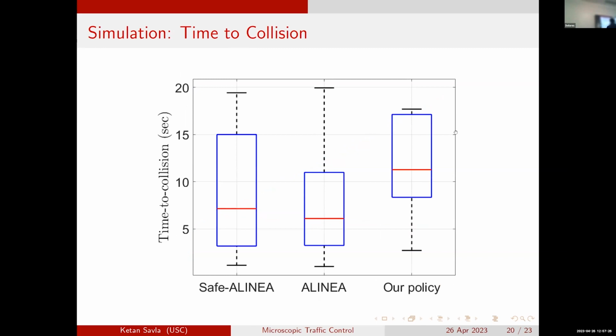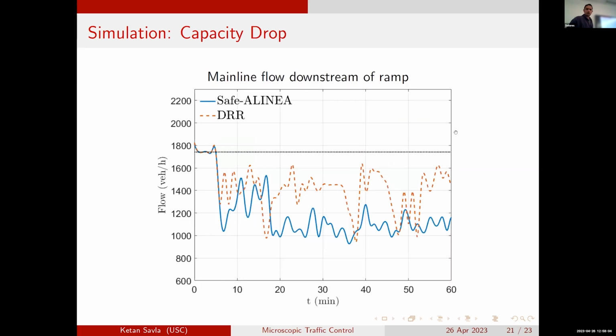What this shows is that, if you compare this versus this, on the y-axis you have time to collision. So if some vehicle was to stop, how long would it take for the vehicle behind it to collide with it? The bigger this value is, the better the safety is, because you want enough gap between the vehicles. So our policy, in terms of both the mean and the range, is no worse than the existing policy, which means without compromising safety, we are achieving better travel time performance. Okay, and finally, I would like to highlight this capacity drop phenomenon.